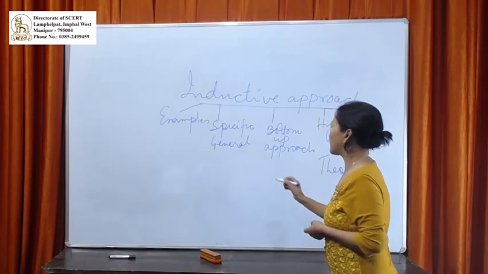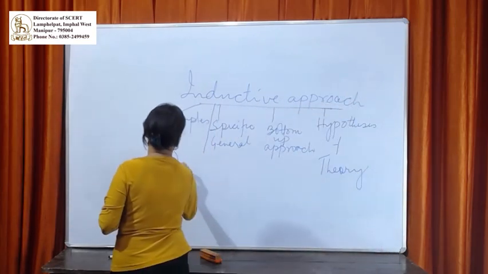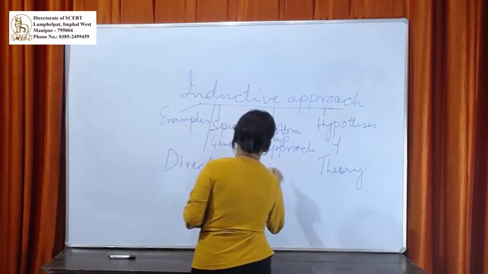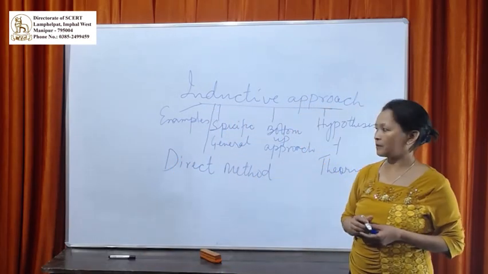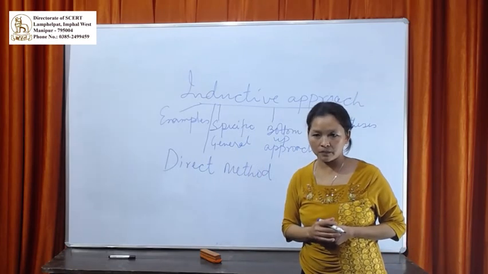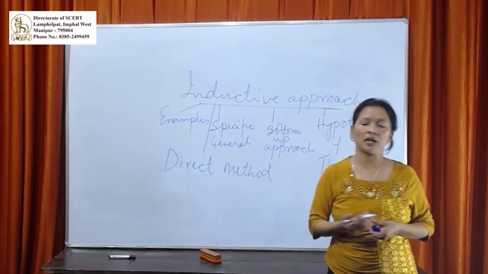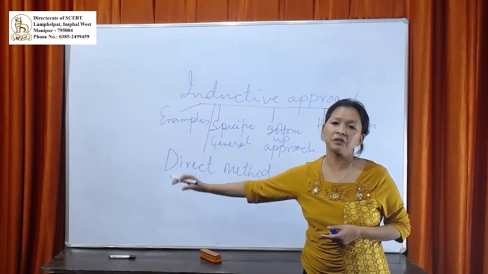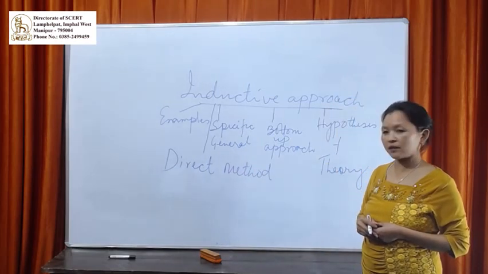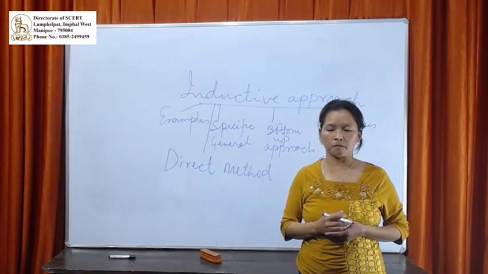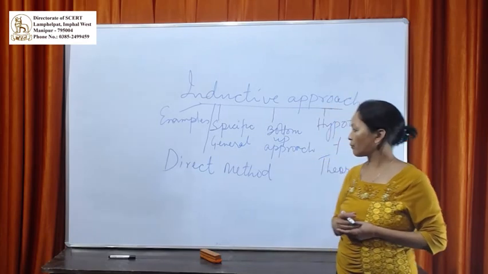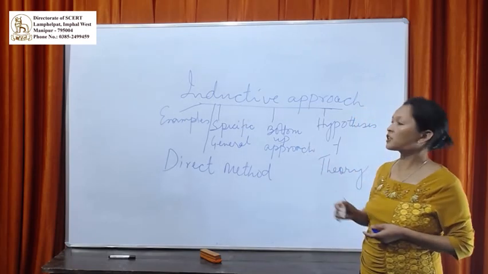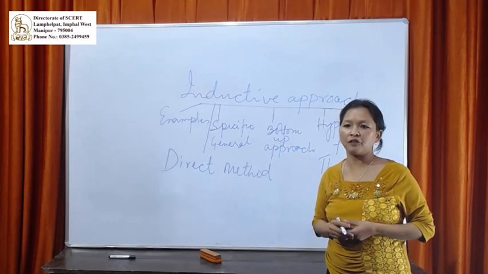And we also use the direct method. We don't have to translate. What do we mean by the direct method? We can only use the target language even without translation, because sentences don't have to be translated. They are just simple sentences. When we say direct method, we only use the target language. These are the characteristics of the inductive approach of teaching grammar.